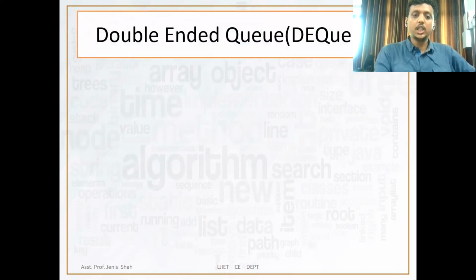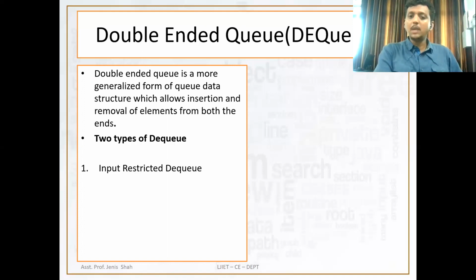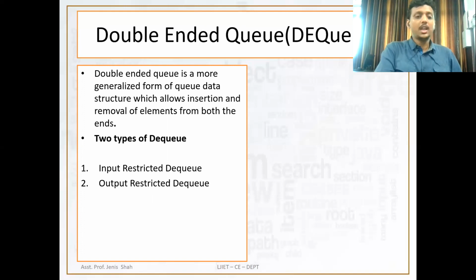So students, DEQUE is the generalized form of queue where data can be inserted and deleted from both ends of the queue. If this is my queue, just imagine, then I can insert elements from the front end, and even I can insert elements from the rear end. Okay, got it. So next, two types of DEQUEs are there. The first one is input restricted DEQUE. What do you mean by input restricted DEQUE? And our second one is output restricted DEQUE.